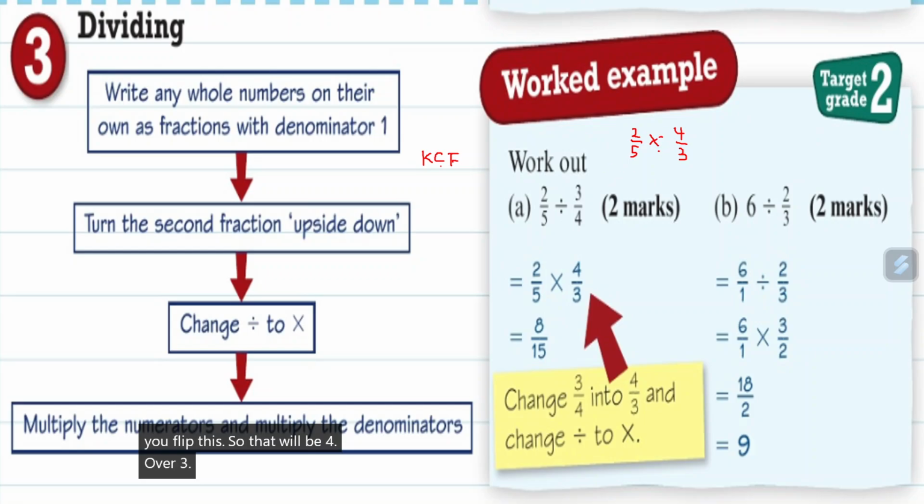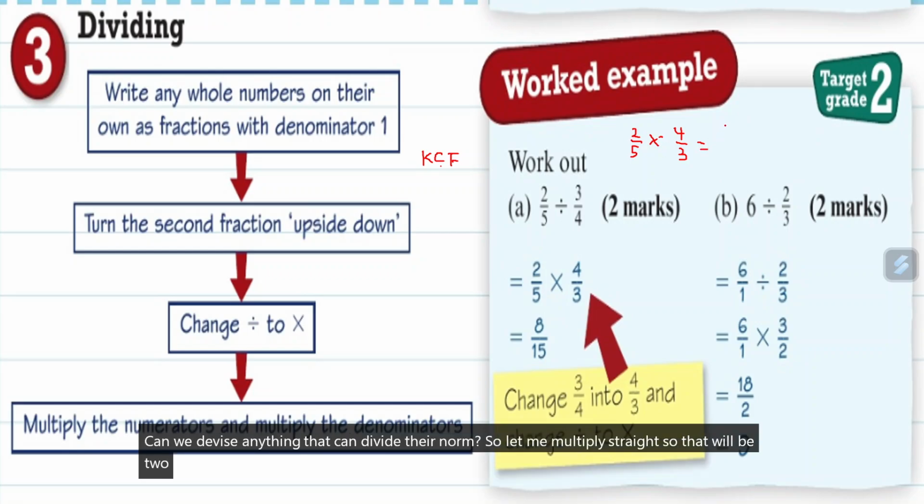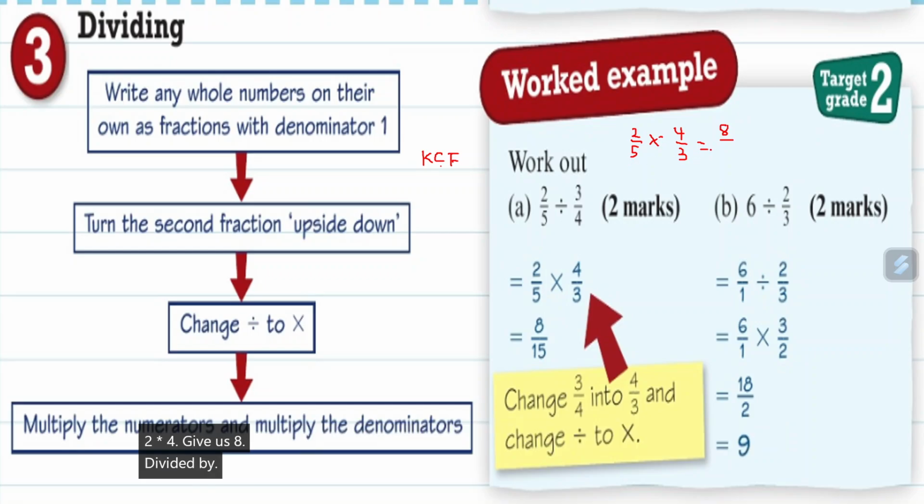Can we divide? Is there anything that can divide? So we multiply straight. That will be 2 times 4, give us 8, divided by 5 times 3 will be 15. Is there anything that can divide both? Nothing. So we'll leave it there.